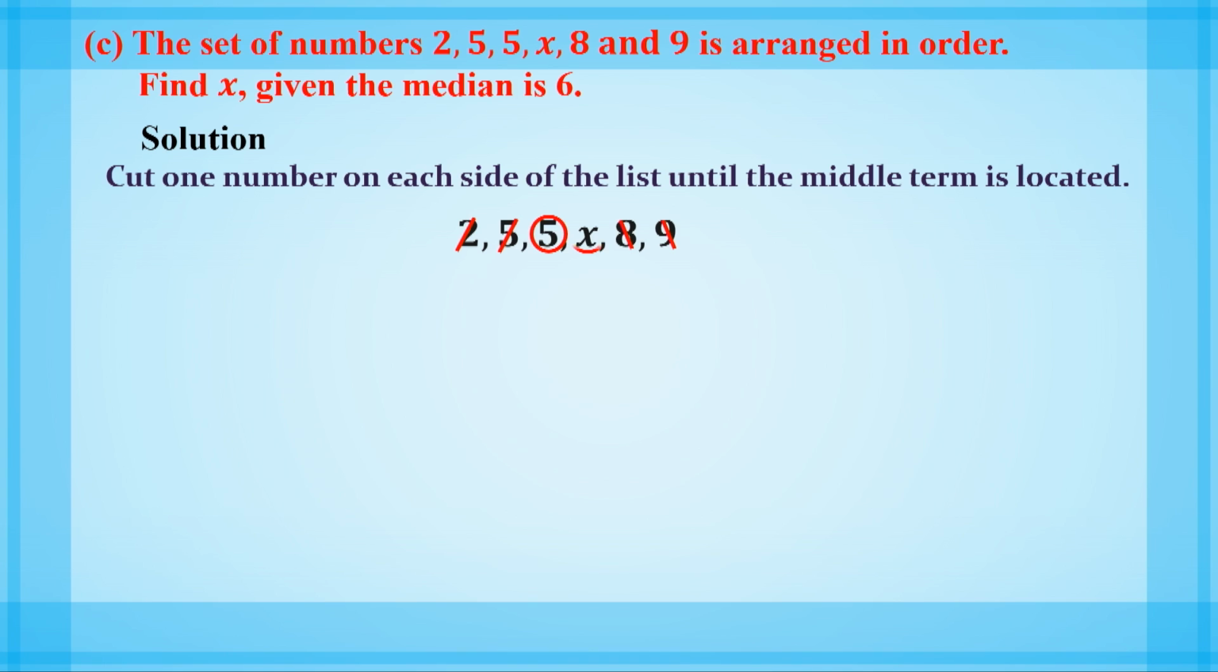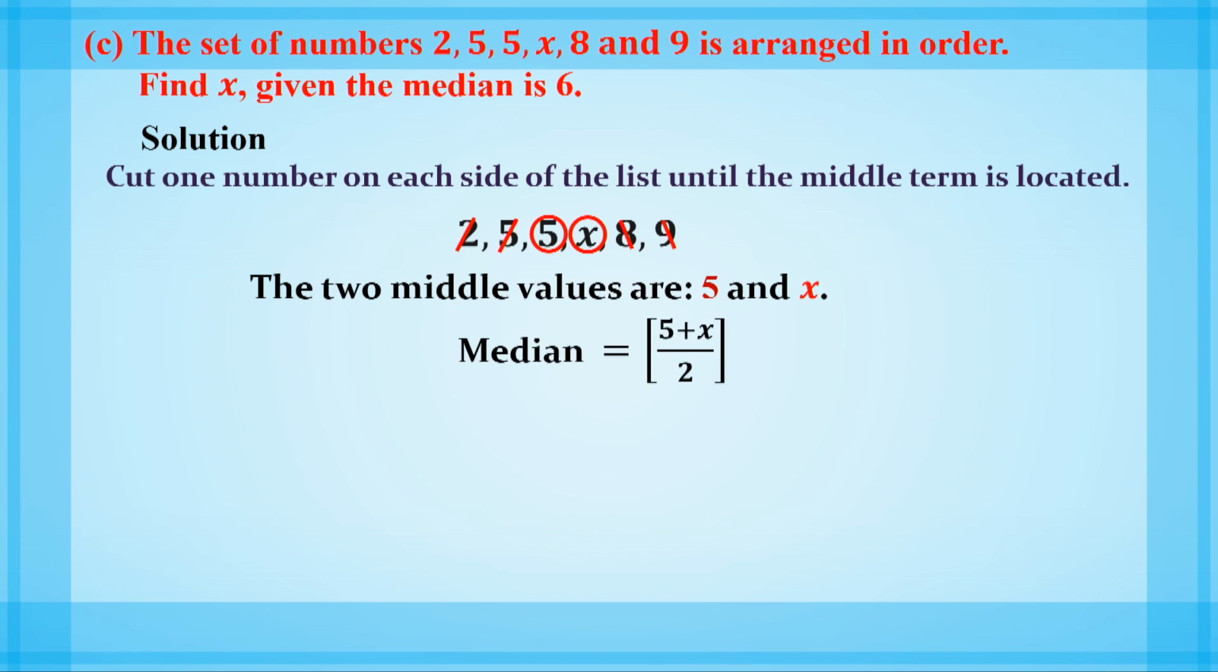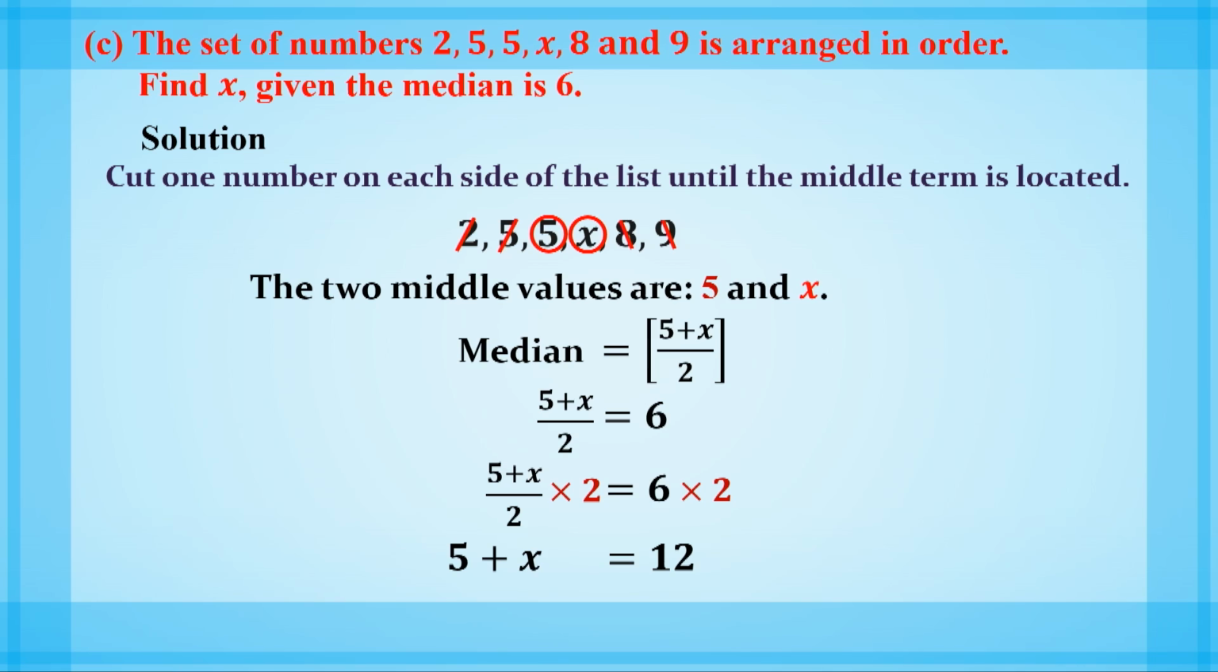Here, the two middle values are 5 and x. Therefore, median is the average of these two values. But here we are given the median is 6. Therefore, 5 plus x divided by 2 is equal to 6. Multiplying by 2 on both sides, we obtain 5 plus x is equal to 12. Taking the additive inverse of 5 on both sides, we have x is equal to 7.